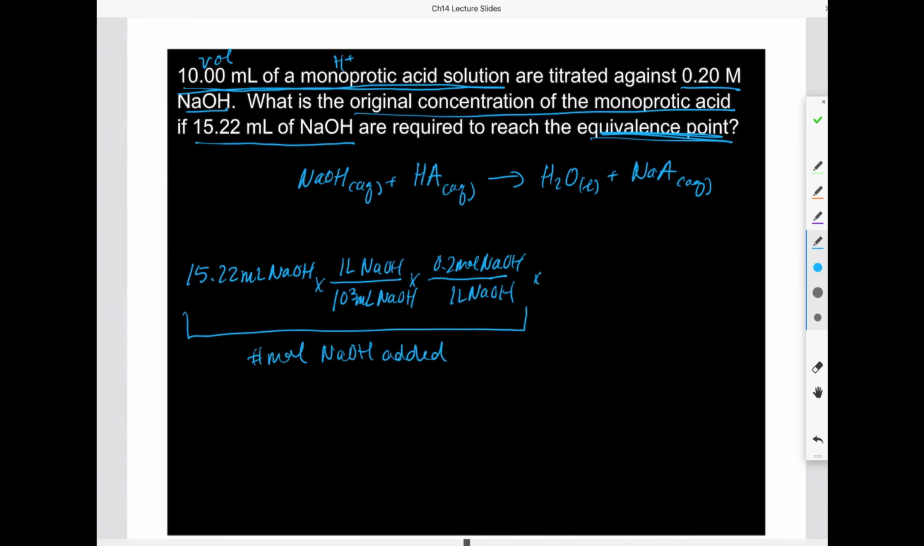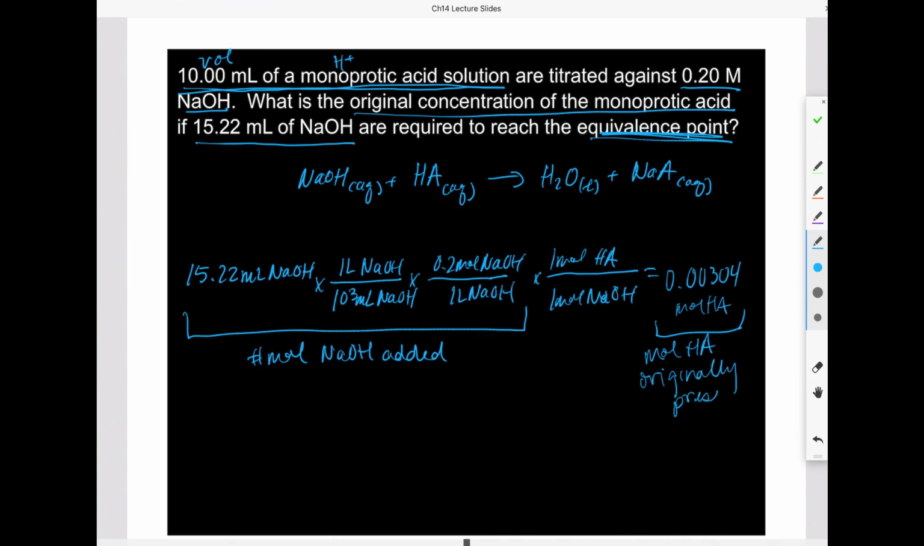Okay? Now what I'm going to do is relate those to the number of moles of acid. Based on my reaction, I know that for every 1 mole of NaOH, there was 1 mole of my acid present, yes? And so then we put in the mole ratio, and this is going to tell us how many moles of acid were present. This gives me 0.00304 moles of HA. So this is how many moles were originally present. Yes, does that make sense? Number of moles added equals the number of moles originally present, okay?